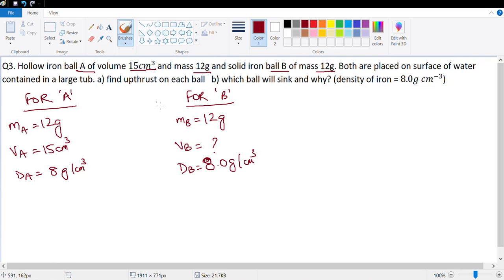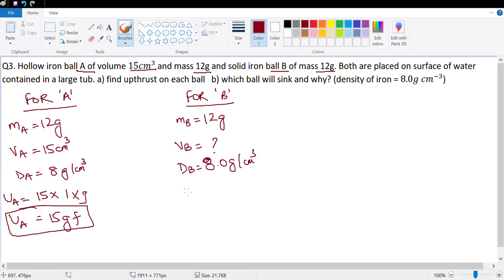So upthrust on A would be equal to volume, which is 15, multiplied with density of water, which is 1, multiplied with g. So this is 15 gram force. So upthrust on ball A is 15 gram force. Let's calculate upthrust on B. For that, we need to find the volume.